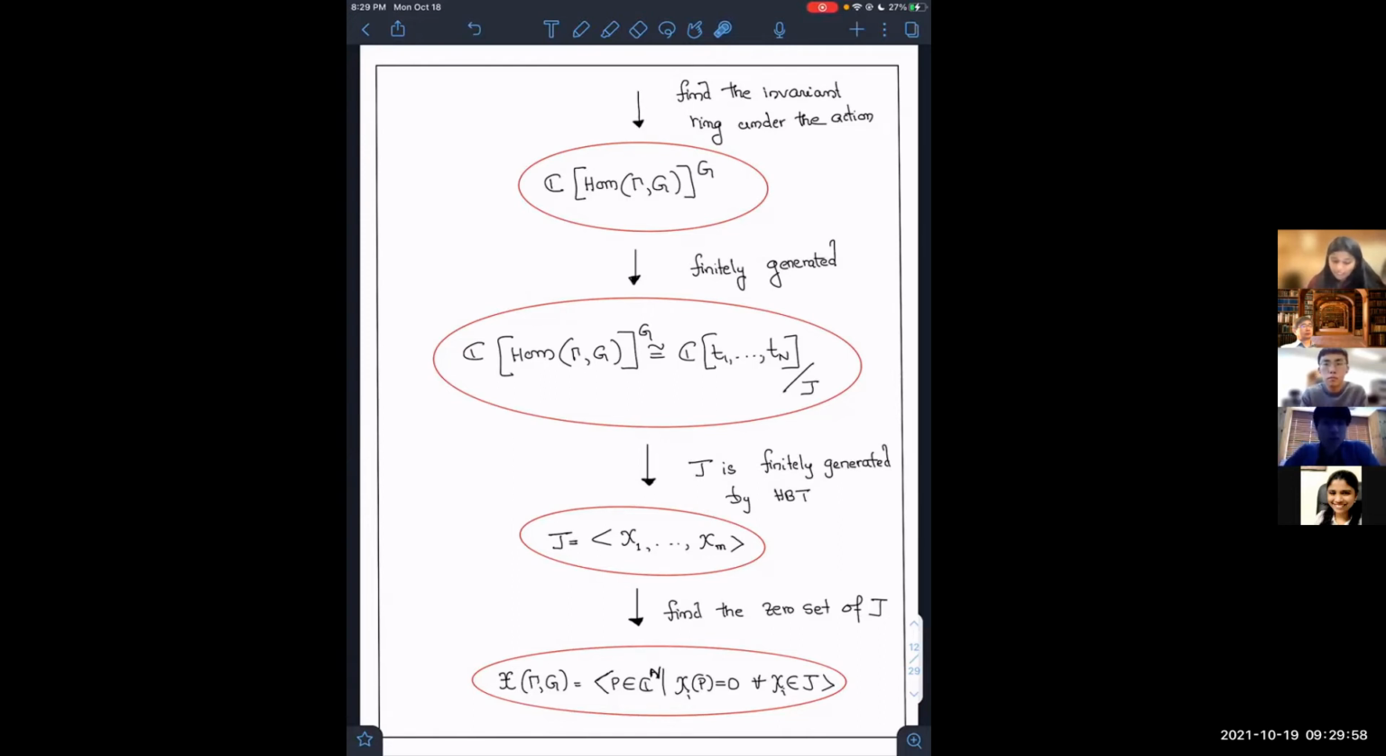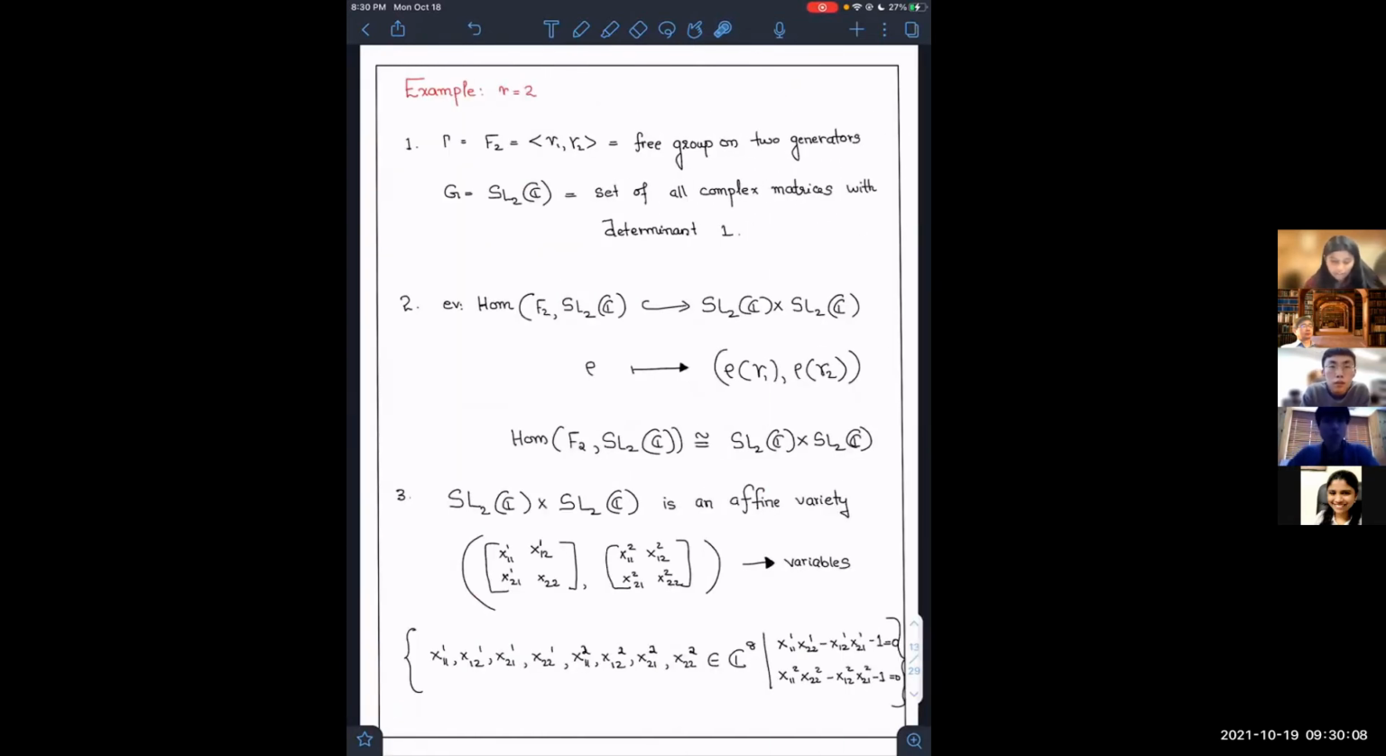Now let's look at how we do this in a specific case, by taking specific groups for Gamma and G. So we look at the case when the number of generators for Gamma is 2. So we are taking the free group of rank 2, and we are looking at G equal to SL2(C), which is the set of all 2 by 2 complex matrices with determinant 1.